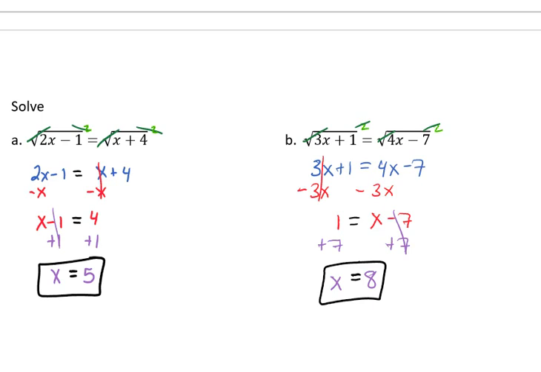Now I know what you're thinking. You said we were going to do square roots and cube roots. So let's go ahead and do some cube root examples.